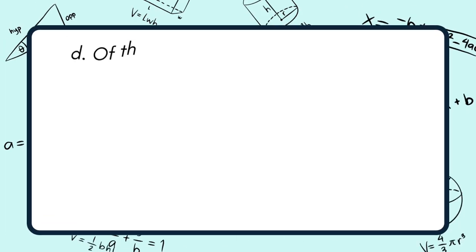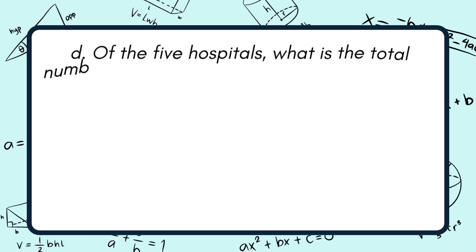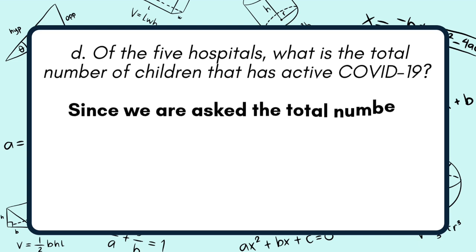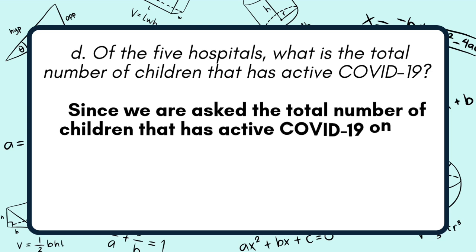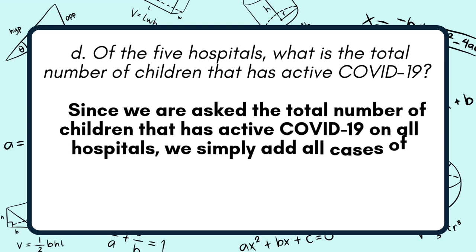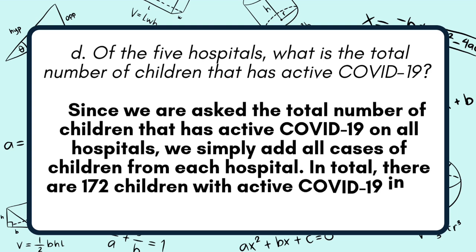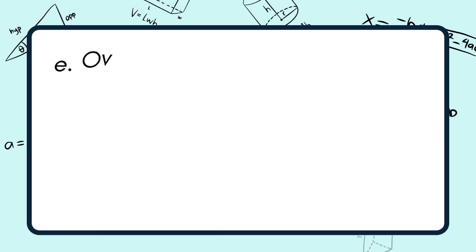Okay, letter D. Of the 5 hospitals, what is the total number of children that has active COVID-19? Now, since naman ang tinatanong ay total number of children na mayroong active COVID-19 sa lahat ng ospital, ang gagawin lang natin ay pagsasama-samahin lang natin ang lahat ng kaso na active cases ng COVID-19 na mga bata yung pasyente sa bawat ospital. In which, in total, there are 172 children with active COVID-19 in all 5 hospitals.